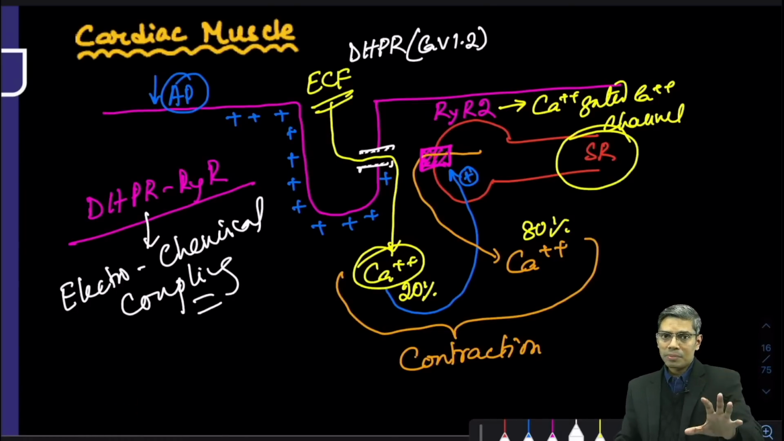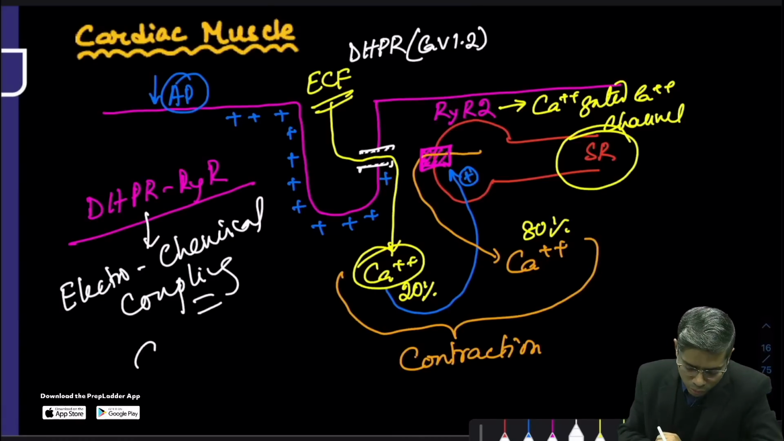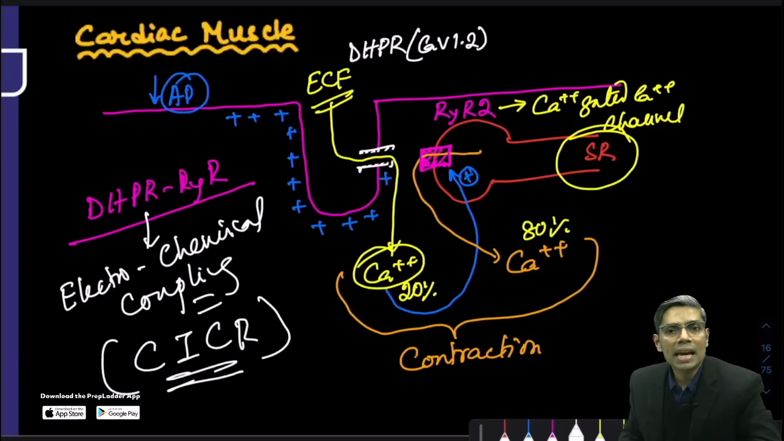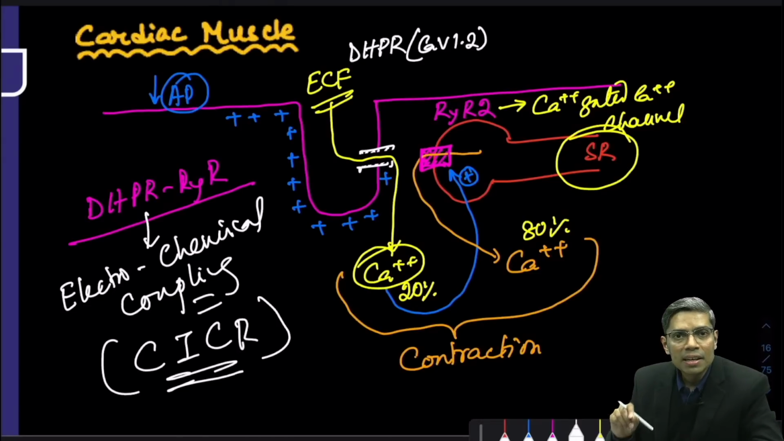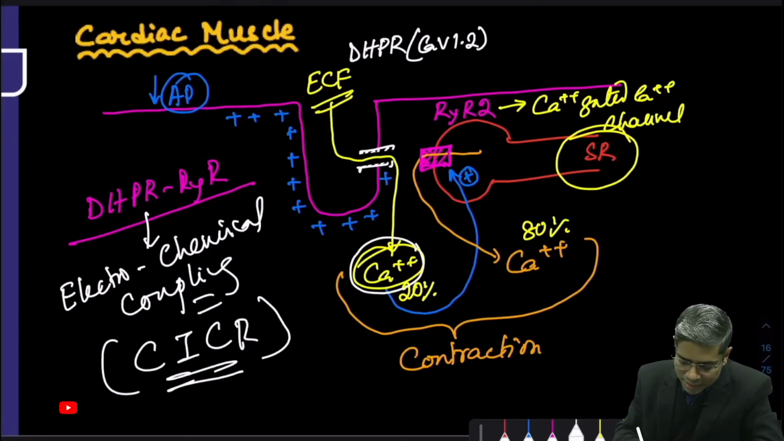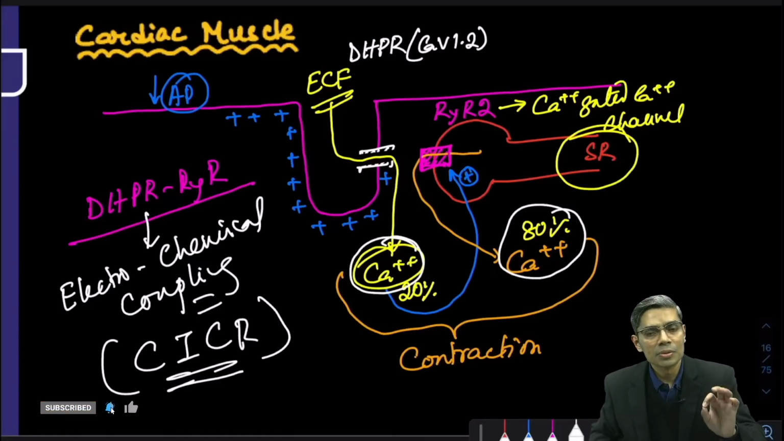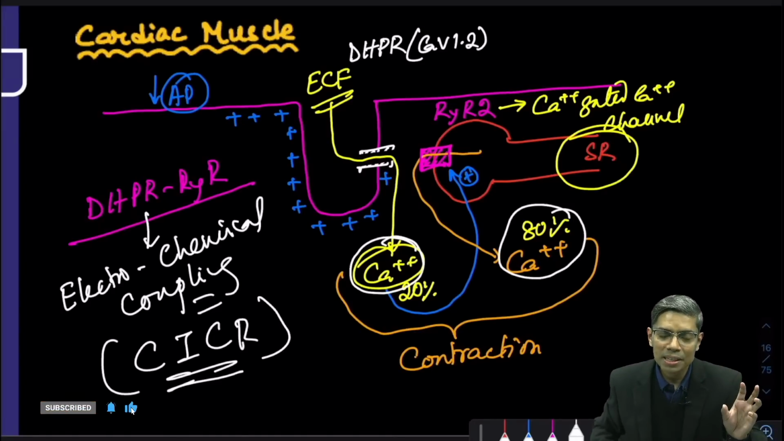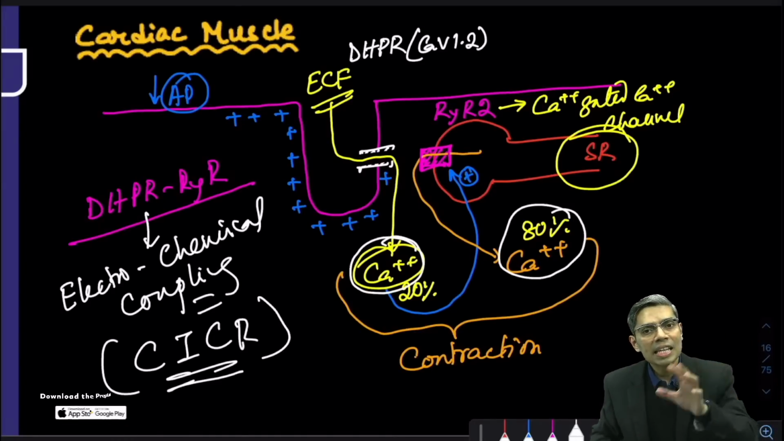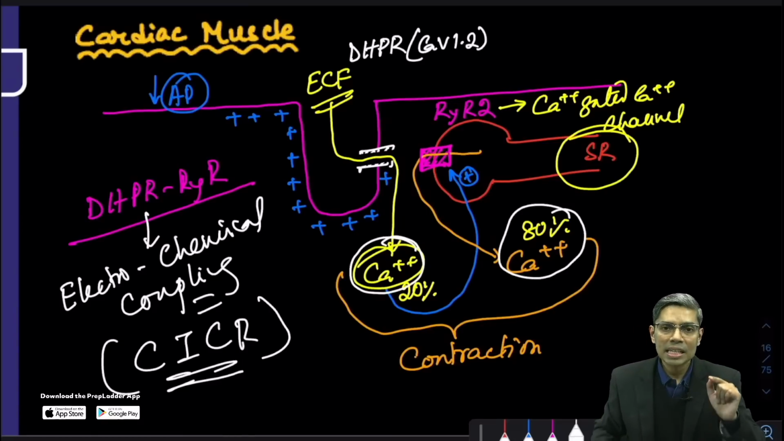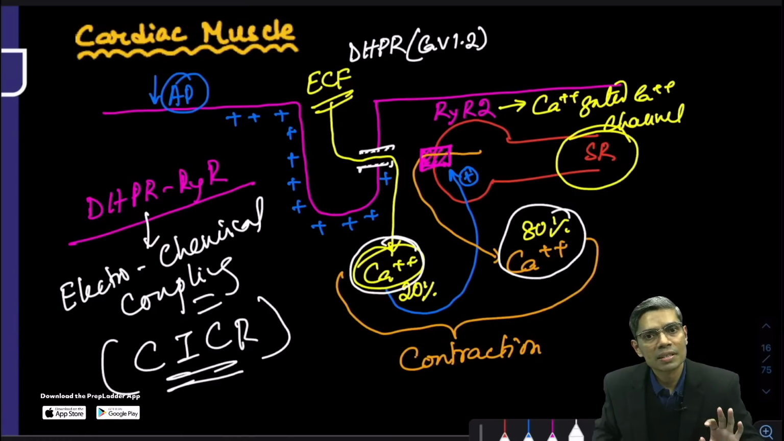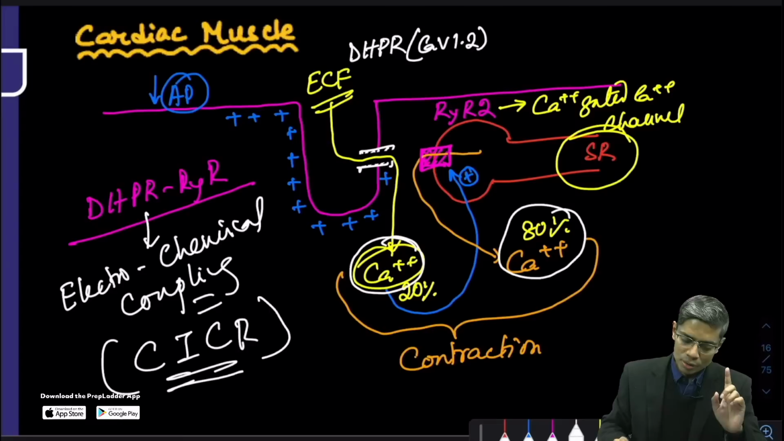Electrochemical coupling is sometimes also known as CICR, calcium induced calcium release. Again I am repeating, calcium is inducing the release of calcium from the sarcoplasmic reticulum. That's why this outside calcium is inducing the release from the sarcoplasmic reticulum. This is known as calcium induced calcium release. So electromechanical coupling is in skeletal muscle, and electrochemical coupling in cardiac muscle. Electrochemical coupling is also known as CICR. So I hope this is clear.